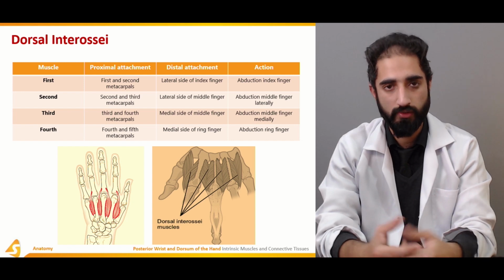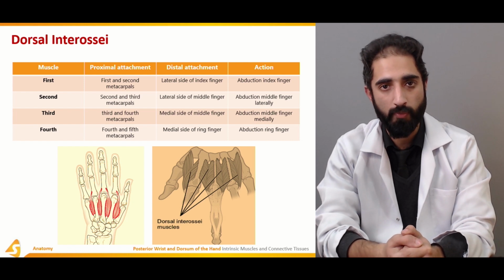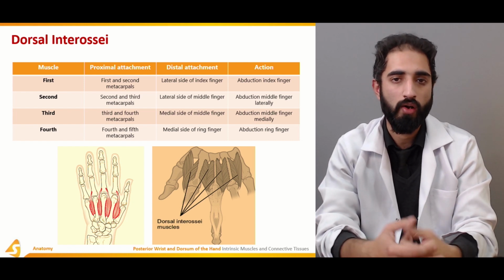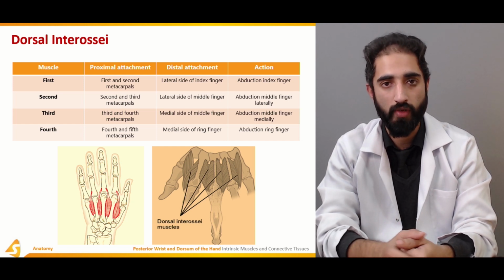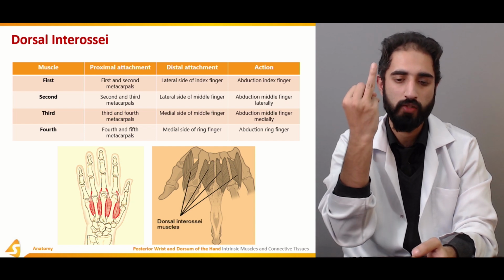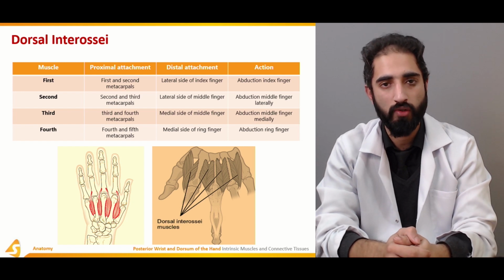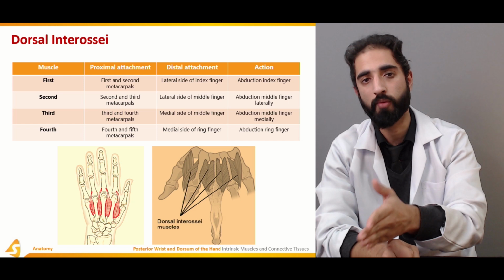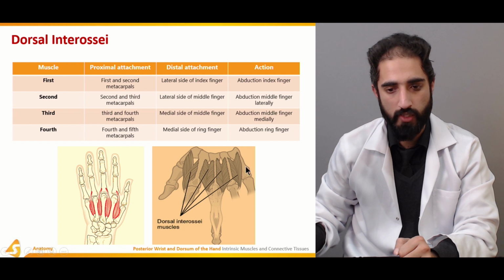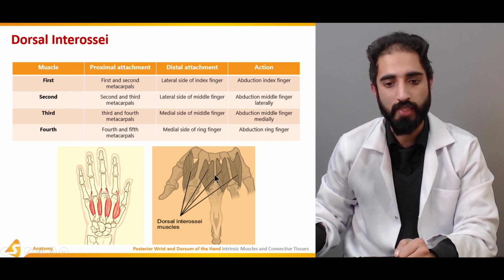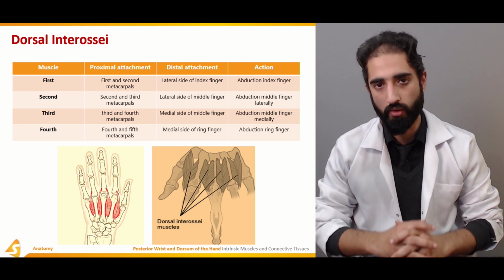Then we have the fourth dorsal interosseous, which has its origin from the fourth and fifth metacarpals. However, it has its distal attachment site at the medial side of the ring finger, which is this finger. And its action is once again abduction of the ring finger, that is when it moves away from the middle finger. And here you can see the dorsal interosseous muscles as well. This is the middle finger, and you can see we have the second and the third dorsal interosseous both inserting into the middle finger.